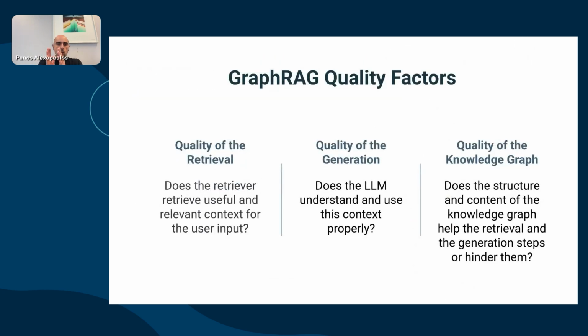So, when we assess the quality of a GraphRAG system, we need to consider the quality of the retrieval, that is asking whether the retriever retrieves useful and relevant context for the user question. The second thing is the quality of the generation, that is whether the LLM understands and uses this context properly. And finally, the quality of the knowledge graph itself. So whether the structure and content of the knowledge graph actually helps the retrieval and the generation steps or hinders them.